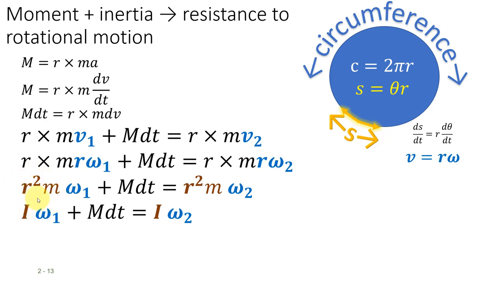Now r squared m is kind of a generic form of this. And this would be if all of the mass is located at some radius from the axis of rotation.